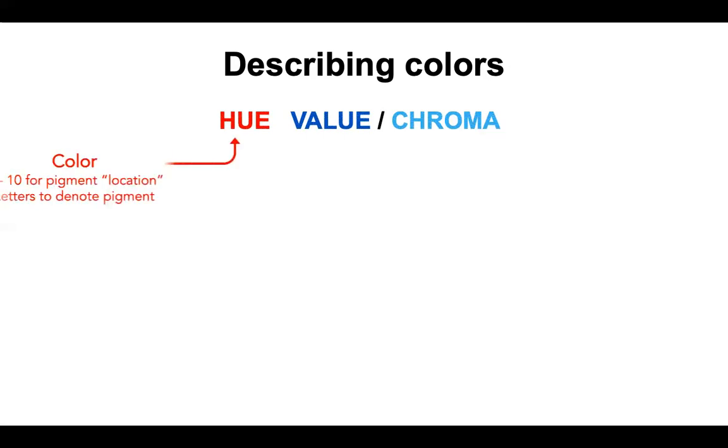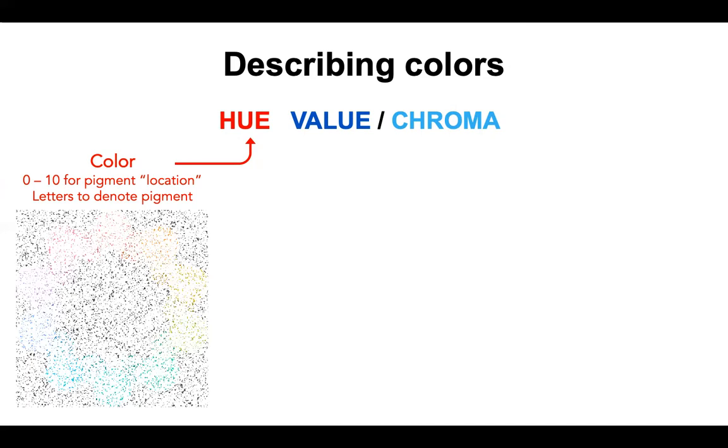So when we're describing those colors, we use a combination of three letters and numbers. So hue, value, and chroma. Hue refers to the color, specifically the pigmentation. We use 0 to 10 to denote the pigment location on this color wheel. The Munsell color wheel is what it's called. And we use letters to denote the specific pigment.